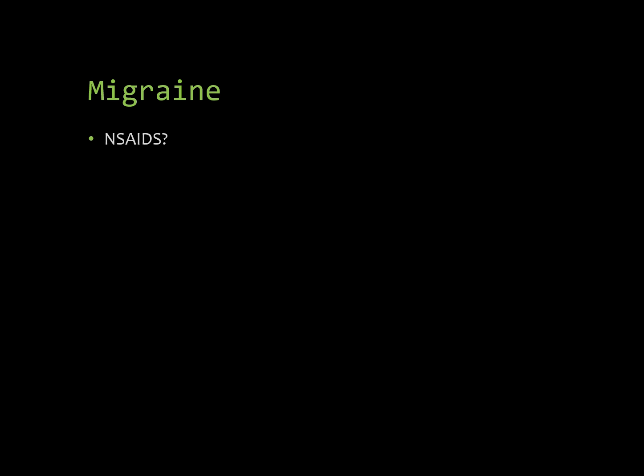Migraine: NSAIDs cannot be given. They can cause various problems, especially in the renal system in the fetus. Ergots are blood vessel constrictors, and they can reduce the overall blood flow to the fetus. Triptans are relatively safe and can be given in migraine.